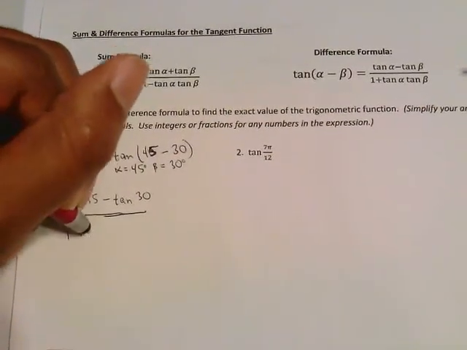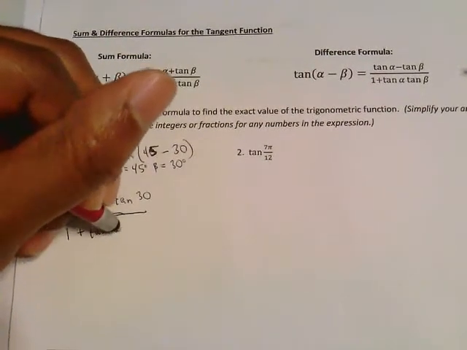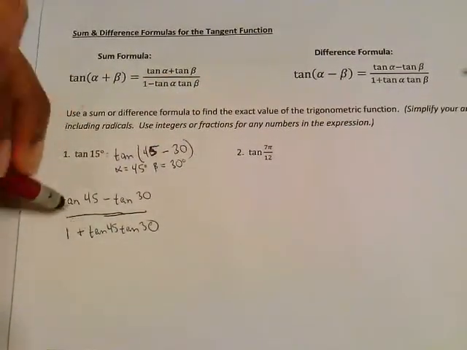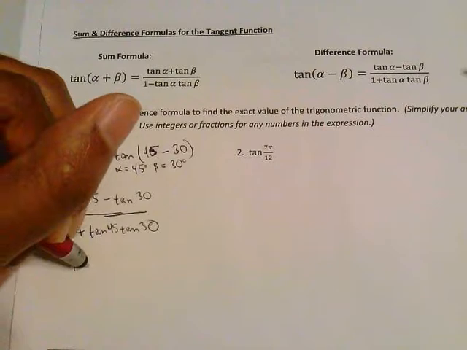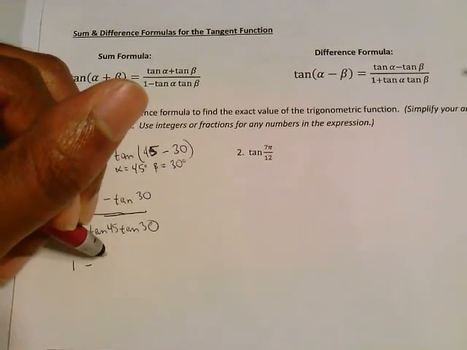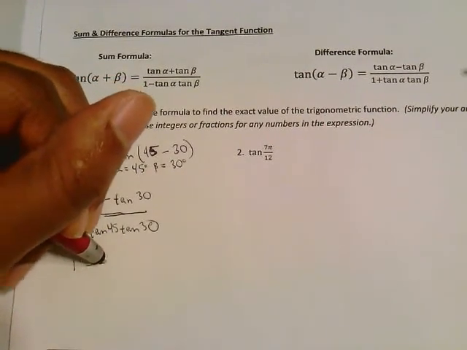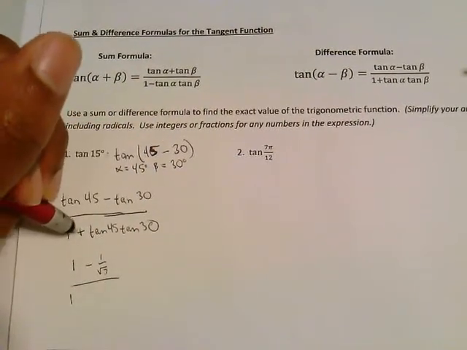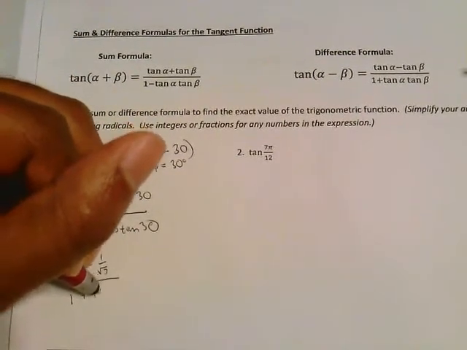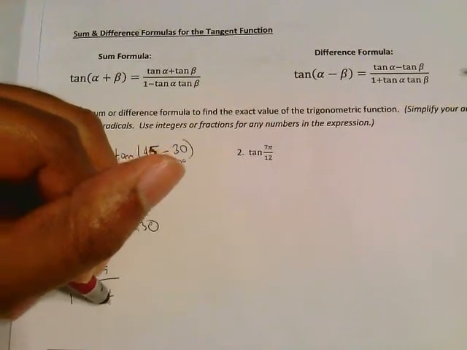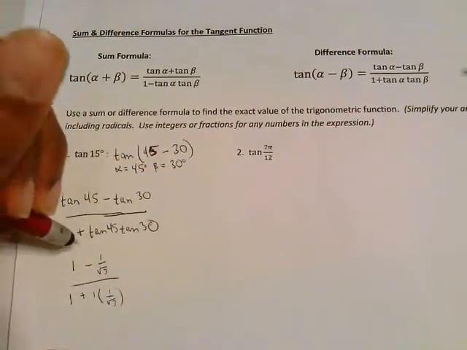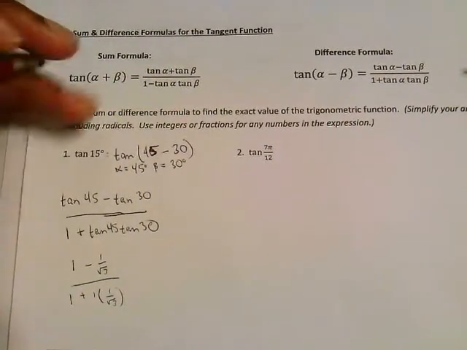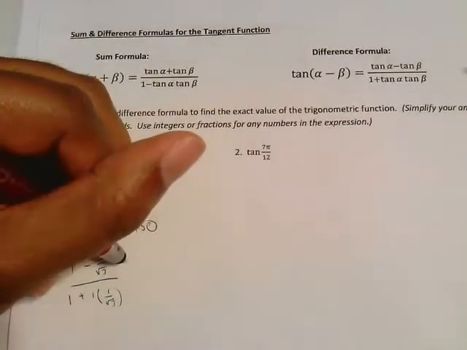1 plus tangent 45, tangent 30. And then we evaluate it. So tangent of 45 is 1. Tangent of 30 is going to be 1 over the square root of 3. 1, and then in the denominator we have 1 plus 1 times 1 over the square root of 3. And notice that we have a complex fraction here, so we'll multiply everything by the square root of 3 at the top and the bottom.